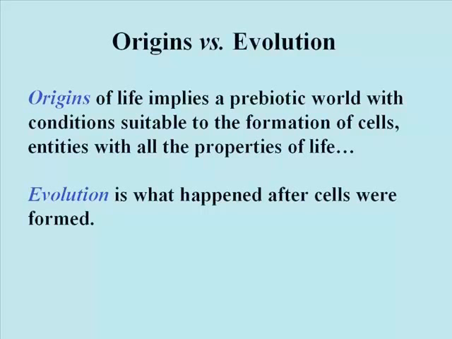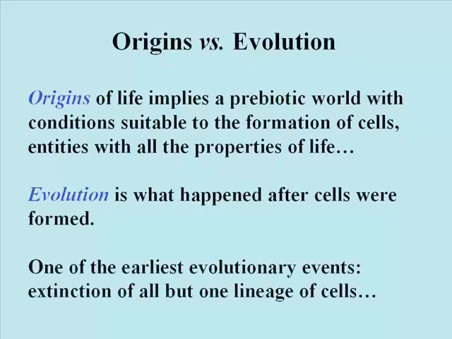One of the earliest evolutionary events must have been the spread of the descendants of the progenote, at the expense of other cells. Other lineages of cells, perhaps with DNA, but with different genetic codes or different ways of harnessing environmental energy, for example, must have gone extinct very early on.